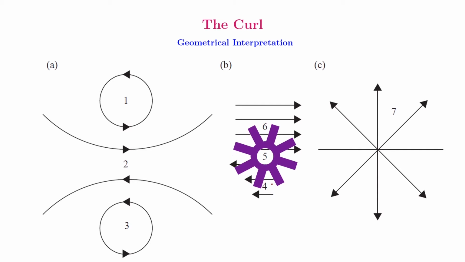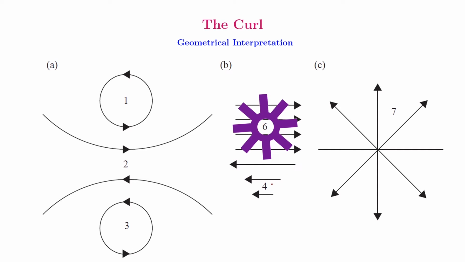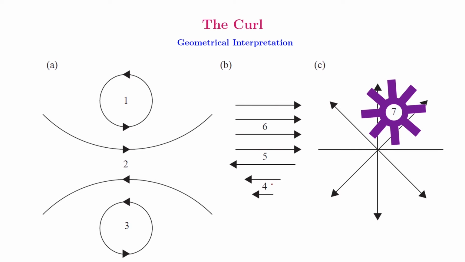So also at point 5, but when we place the paddle wheel at point 6, we can see that there is no circulation, indicating the curl is 0. This is because at point 6, there is a uniform flow. Now let us place the same paddle wheel at point 7, where there is a diverging field. In this case, placing the wheel at point 7 would not cause it to rotate as the flow lines are diverging. So in this case, the curl will be equal to 0.